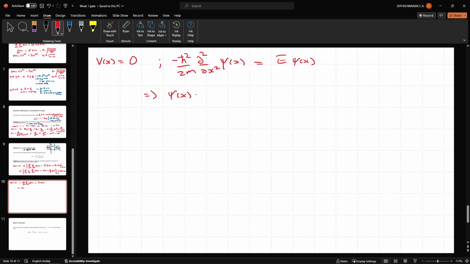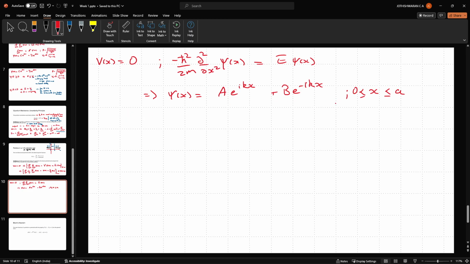So this implies psi of x is equal to A e to the power ikx plus B e to the power minus ikx, for 0 less than or equal to x less than or equal to a. This needs to be clearly understood, because V of x is 0 only in this x range. Therefore, psi of x can have this form only in this range. Everywhere else, psi of x is 0, as we have seen before.